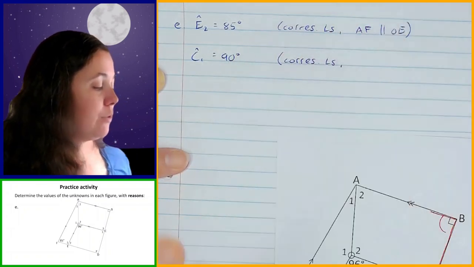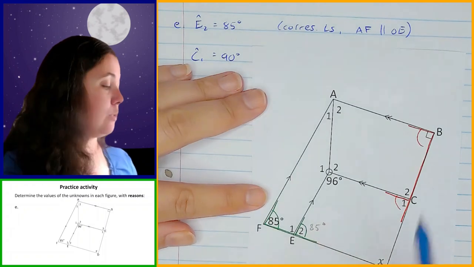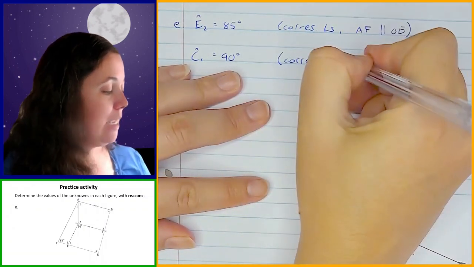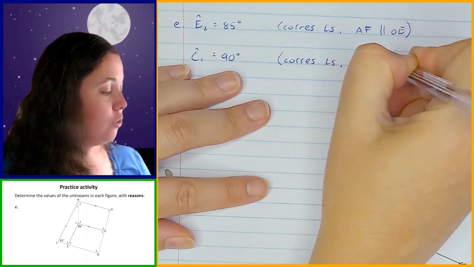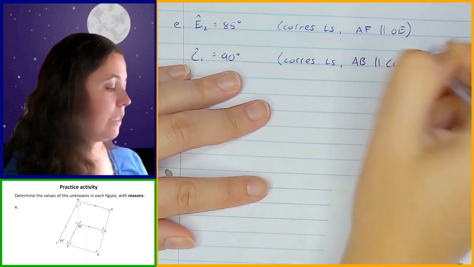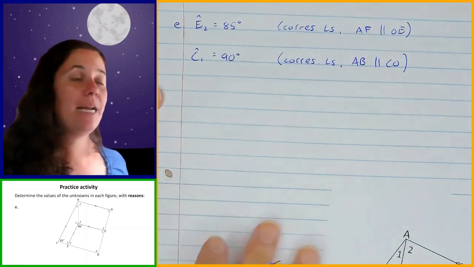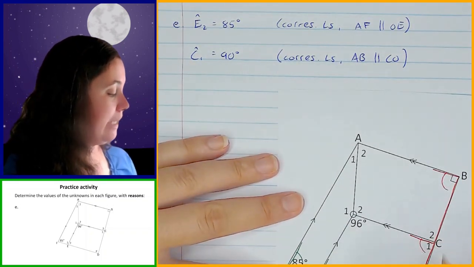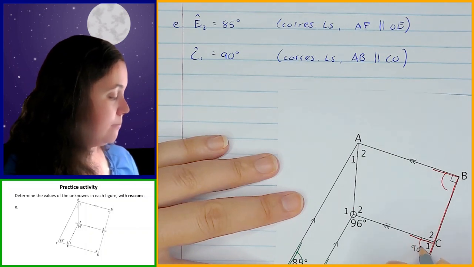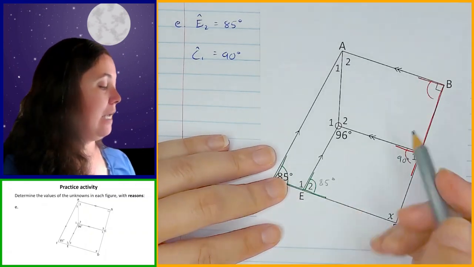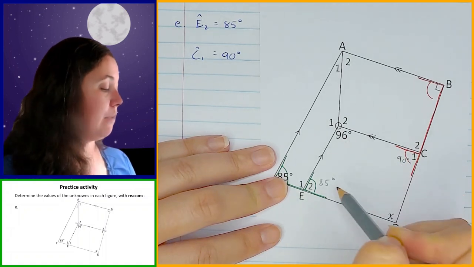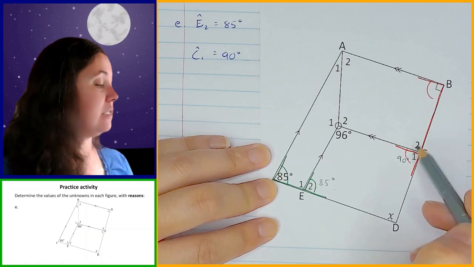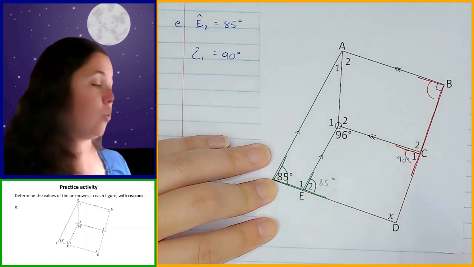Just like in the previous one, but this time, the lines that are parallel that I was working with were AB and OC. So AB parallel to CO. Finally, we can now write that on here and we can use that to help us work out x. Okay, so this is 90 degrees. So now I can work out x by saying that, plus that, plus x must all give me 360 degrees because these are the angles in a quadrilateral.